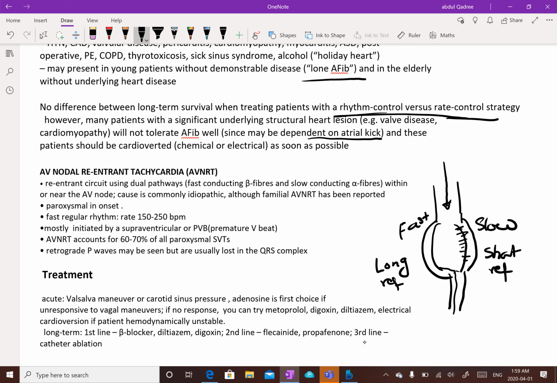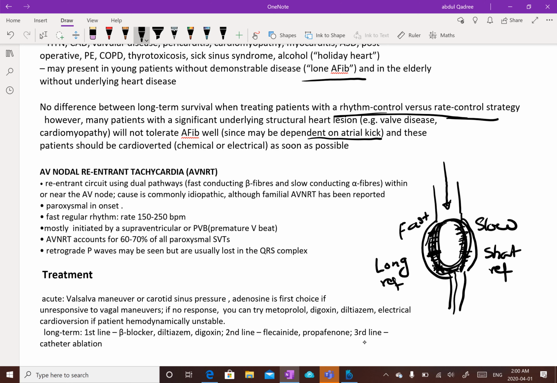But if, for example, the fast pathway is in its refractory period, and the slow pathway is conducting an impulse, and the impulse comes down here and sees that the fast pathway, due to some sort of abnormality, is not in the refractory period, it's going to send the impulse back this way. The impulse will travel back again and again and again, making a re-entry circuit.